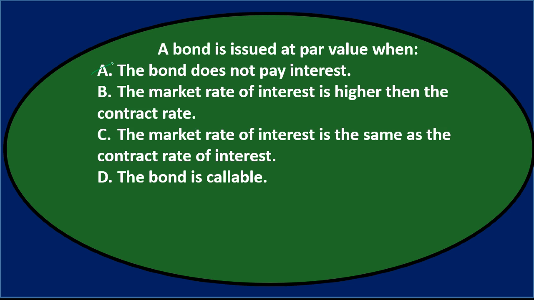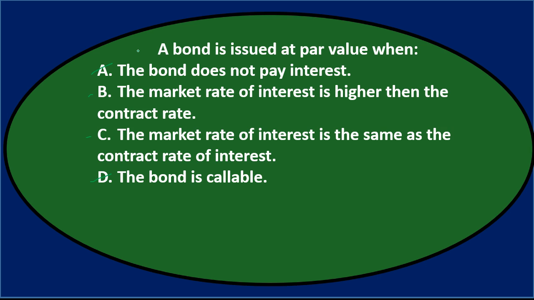B says the market rate of interest is higher than the contract rate. So you might think it probably has something to do with the rates of interest. Let's keep that one for now. C says the market rate of interest is the same as the contract rate of interest. Those two sound very similar, with just one word different, so it could be one of those two. And then D says the bond is callable. That's not the case. If I see B and C, I'm probably leaning towards one of those. So I'm going to cross out D and go through this again.